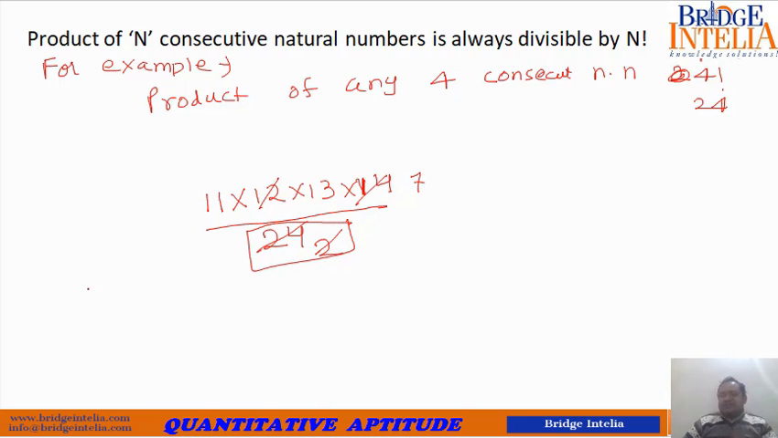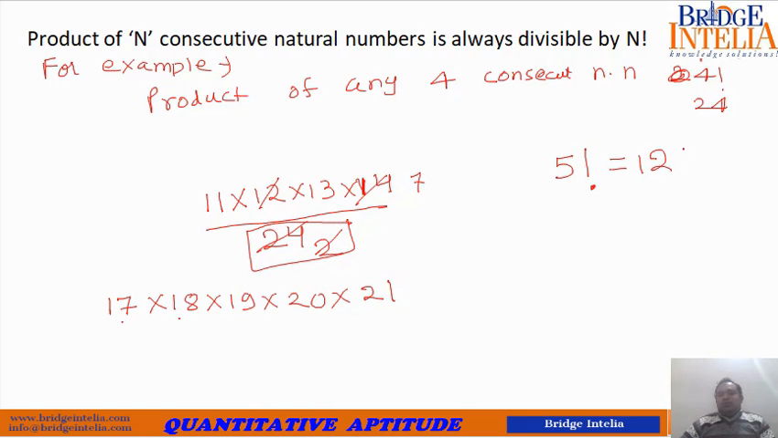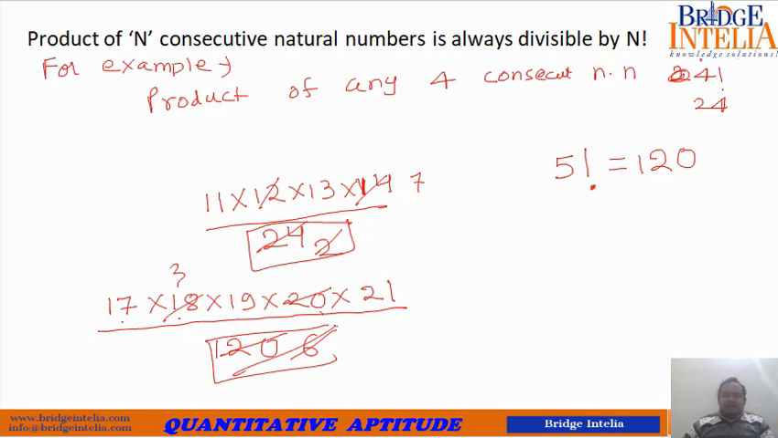Let's take another example. Let's take 5 consecutive numbers, starting from, let's say, 17 into 18 into 19 into 20 into 21. As per this theorem, this is the product of 5 consecutive natural numbers, so this should be divisible by 5 factorial. 5 factorial is equal to 120. Let's verify this. Is this actually divisible by 120 or not? 26 times 6, 3 times. So this completely cancels. So yes, you can see it is divisible. This is what is meant by this statement.